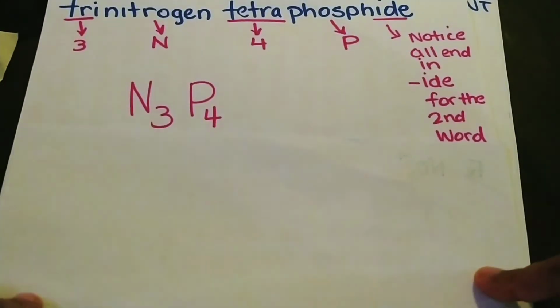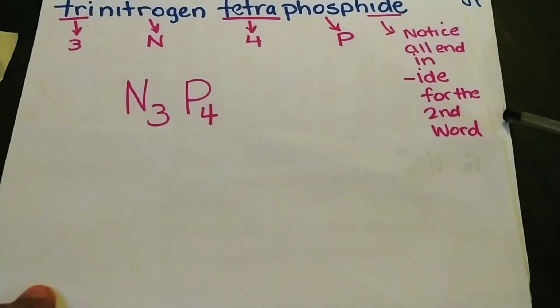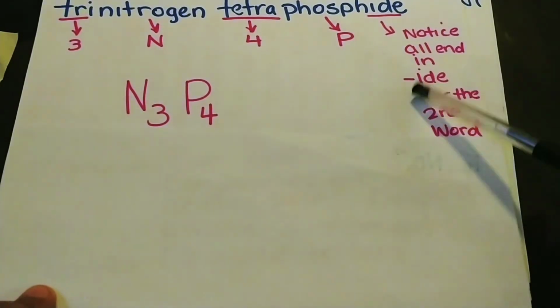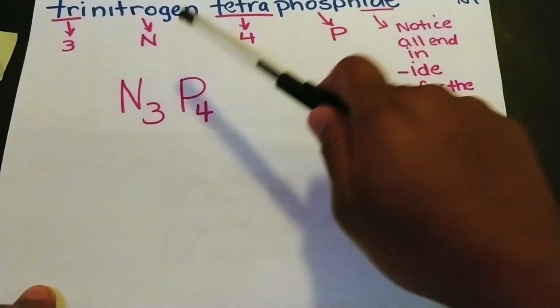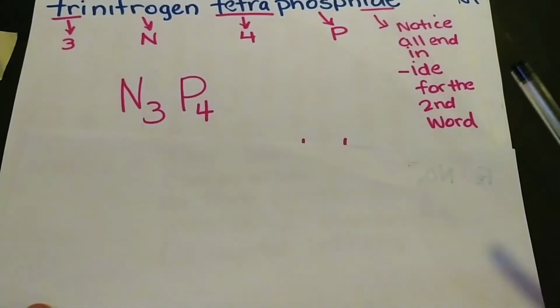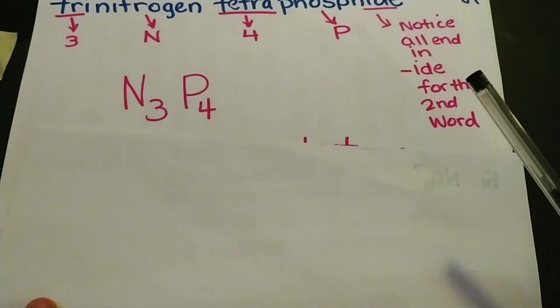And just on the naming again, I can't stress it enough. Notice that they all end in ide for the second word only. The first word always stays the same. So the formula for this one is N subscript 3, P subscript 4.